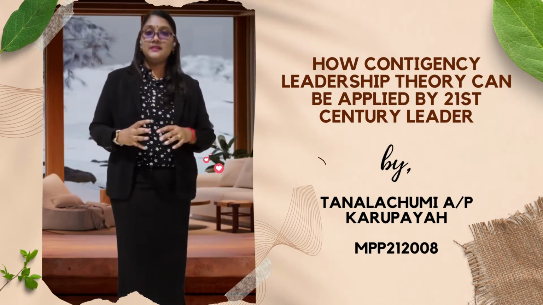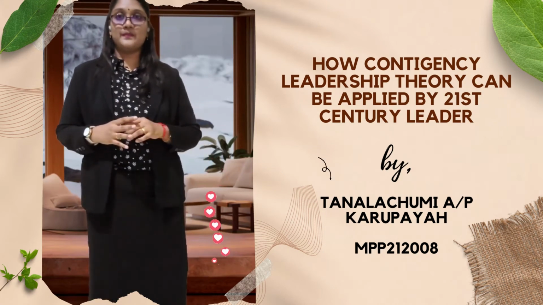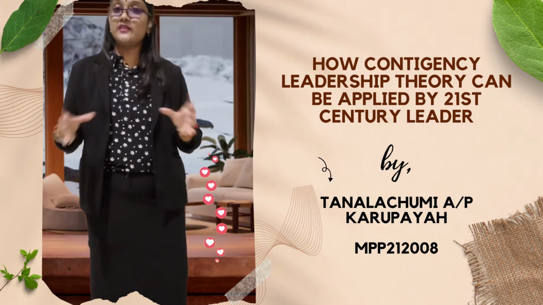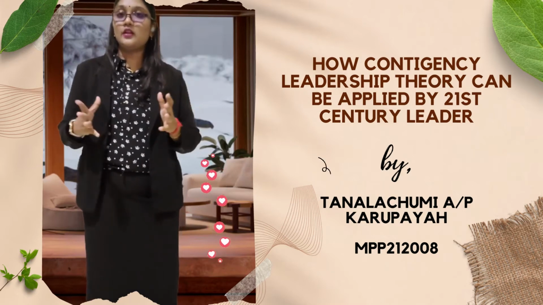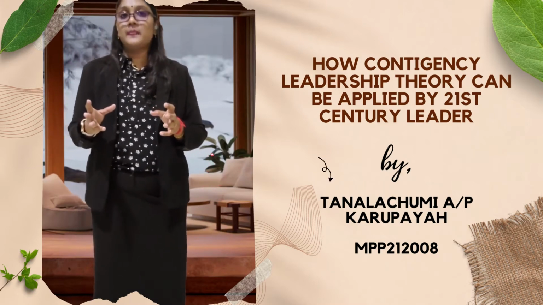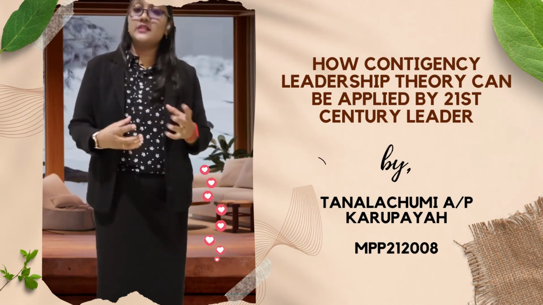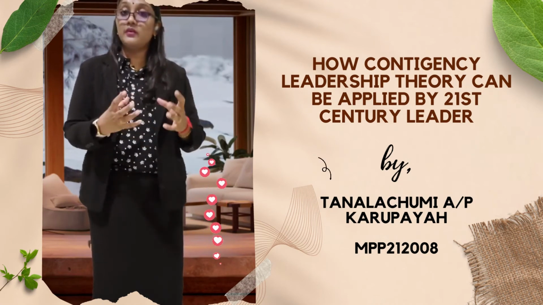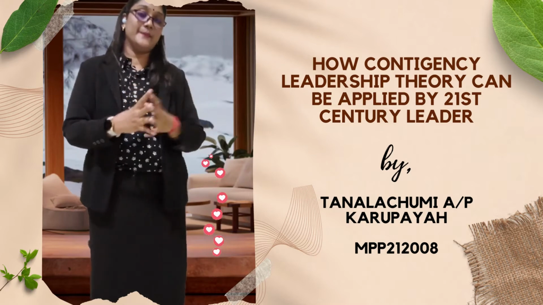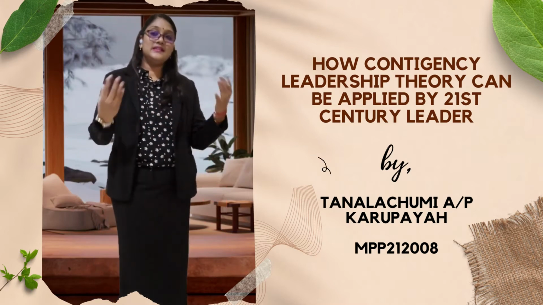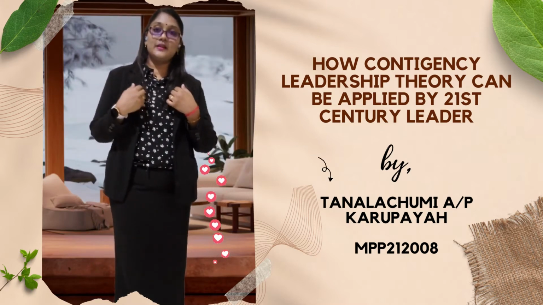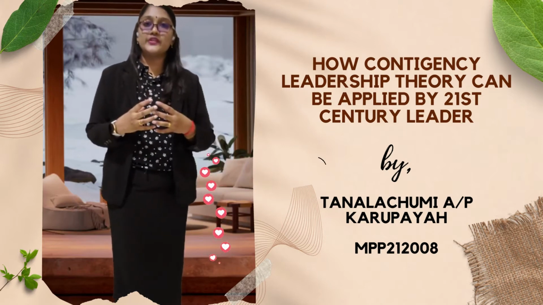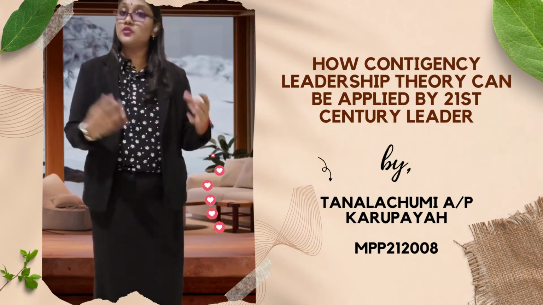To put it simply, there are a few basic steps. First, leaders of the 21st century, identify your leadership style. Here we take Fiedler's contingency model as our example. Understanding our leadership style would help us know which situation would be most favorable to us.